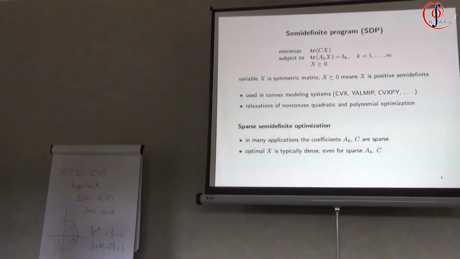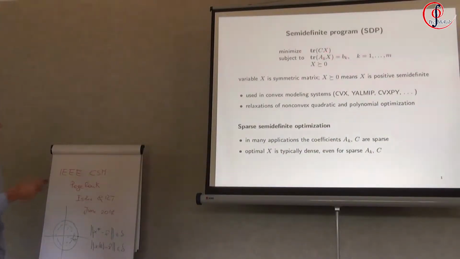Part of the problem is that in general, even if the coefficients C and A_i are very sparse, X has to be a full matrix. You have an n by n matrix, so n squared over two variables, and in general they all have to be non-zero to be feasible, even if the coefficients are very sparse. If the coefficients are sparse, then only some entries in X appear in the objective function and the constraints, but to make it positive semi-definite, you may have to make the entire matrix non-zero, and also at the optimum typically it's non-zero. So that's part of the reason why it's difficult to exploit sparsity in semi-definite optimization.